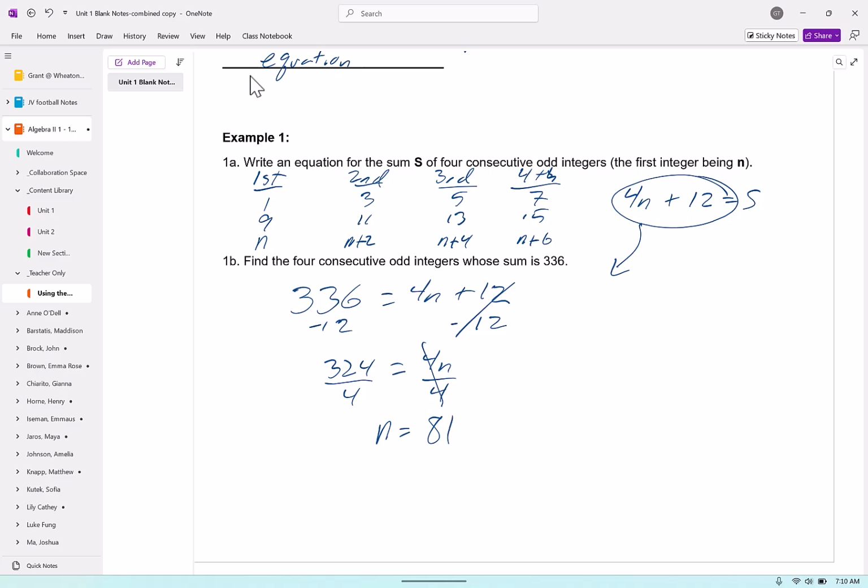Now that's not the answer technically. It says find the 4 consecutive integers. So this is my starting point, and then my n plus 2 will give me 83. N plus 4 will give me 85. N plus 6 will give me 87. So that is the answer to that problem.